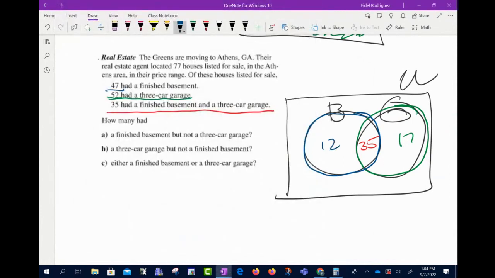So that number right there is going to be 12. Okay. Now, do we know how many houses they showed us in total? Did they tell us? Yeah, they showed us 77 houses. So all the numbers that I have to add up to the number 77.